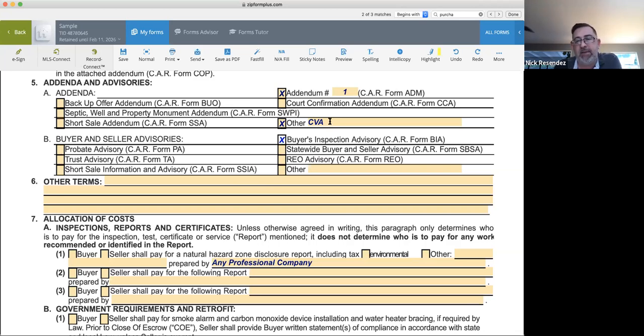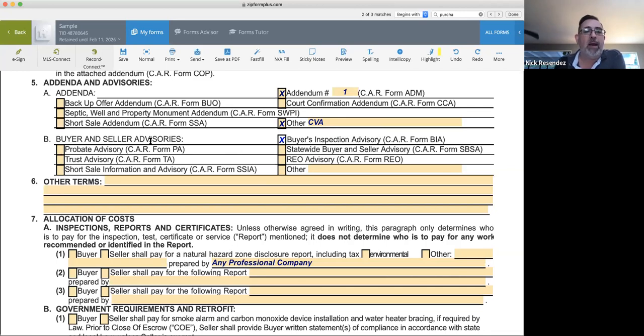Notice I've got the CVA, the coronavirus addendum / amendment form attached. Notice the buyer inspection advisory, it's pre-checked, right? And it's the last 2 pages of our offer here. You'll see that in a minute, or you'll see it next time we get that far. We won't finish today, but that's automatically added to the conversation.